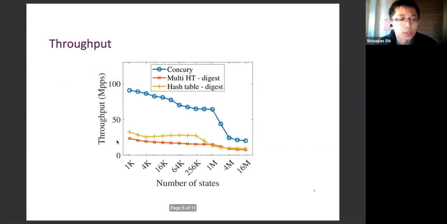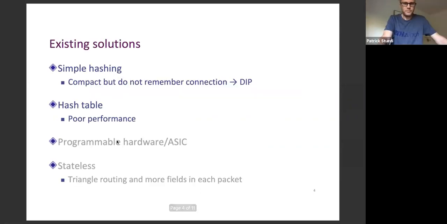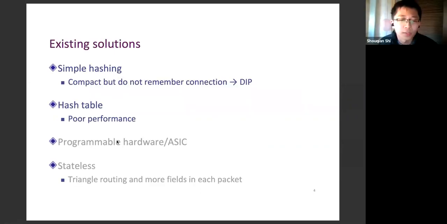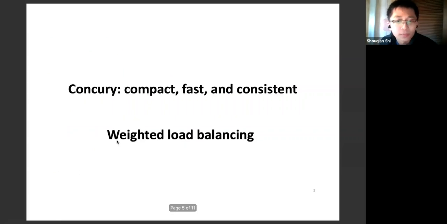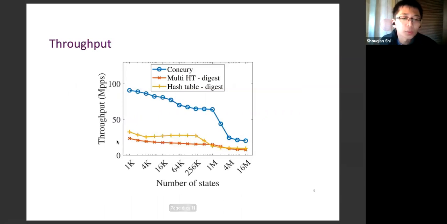The existing solutions involve software solutions such as hashing and hash tables, and hardware approaches and stateless approaches. We propose Concurry, which is fast, compact, while preserving PCC. Besides, Concurry supports weighted load balancing, where the DIPs are heterogeneous. Let's see some numerical results.